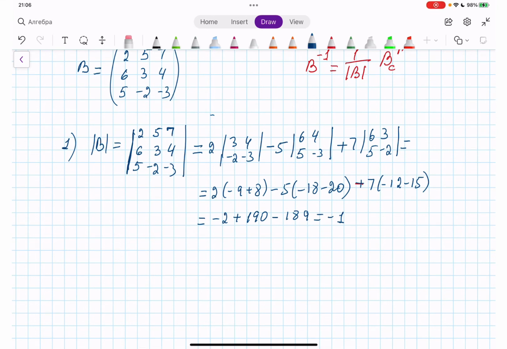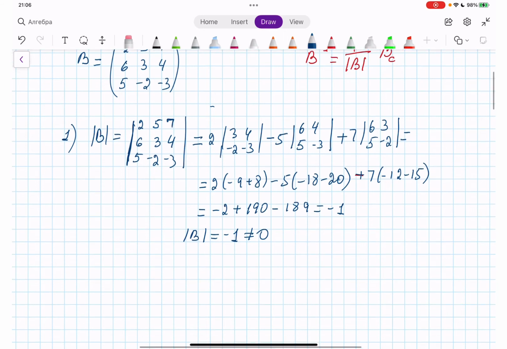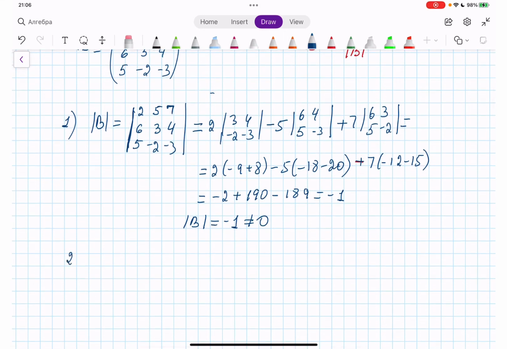So, determinant of B is equal to -1, which is not equal to 0, which means that everything is fine and the inverse matrix does exist. Okay, second step. Find the matrix of minors. We need to find a minor matrix that is going to be 3 by 3.